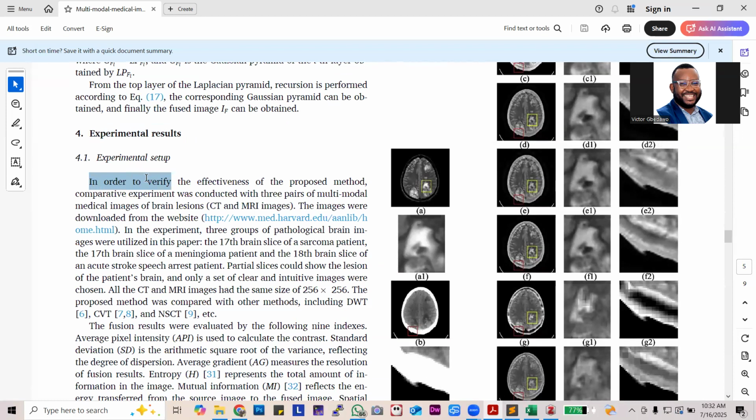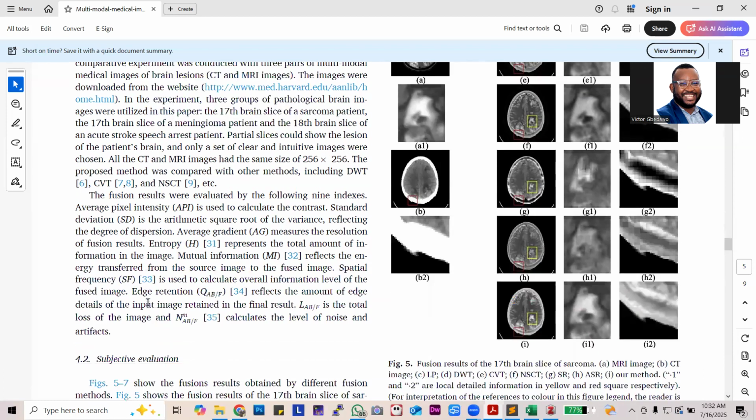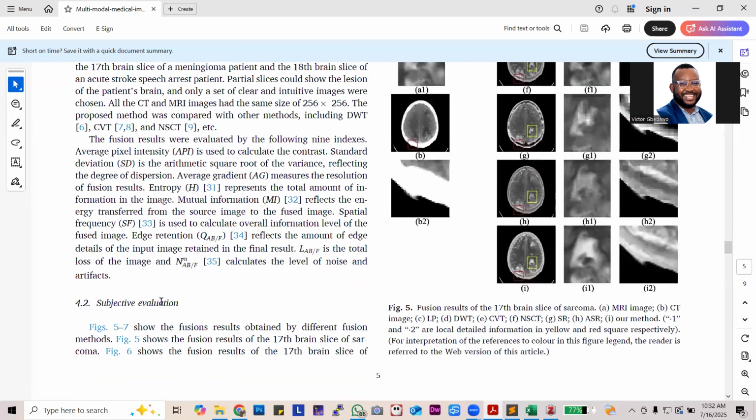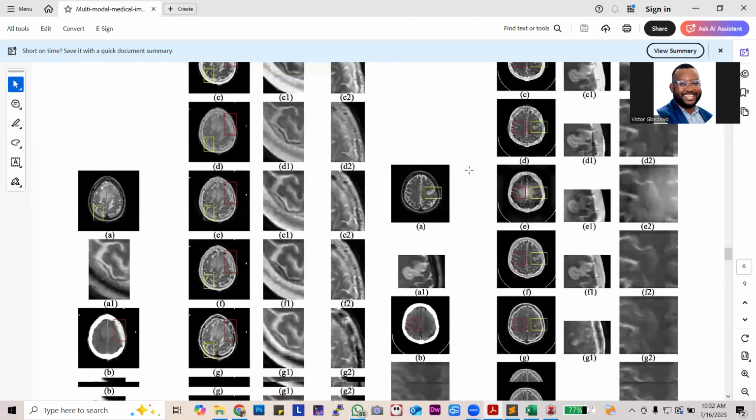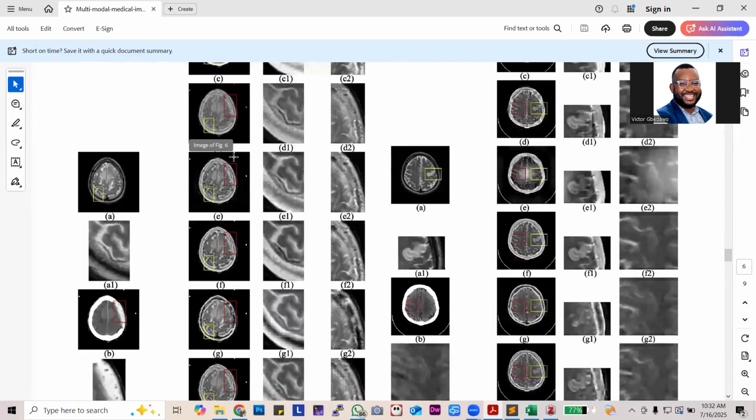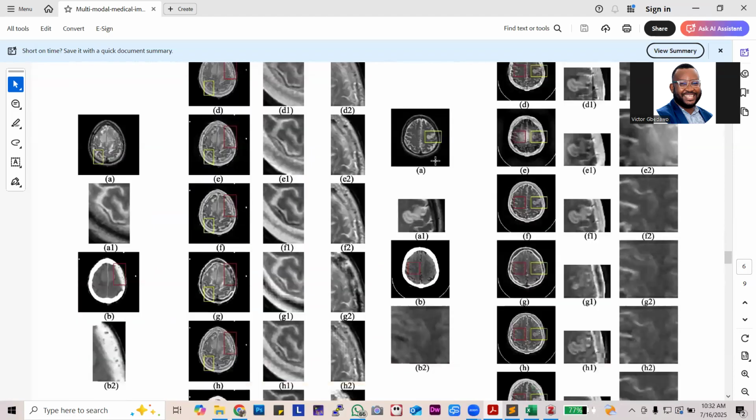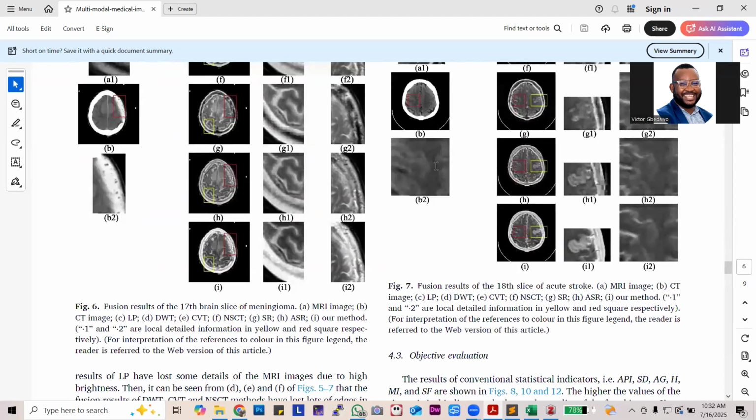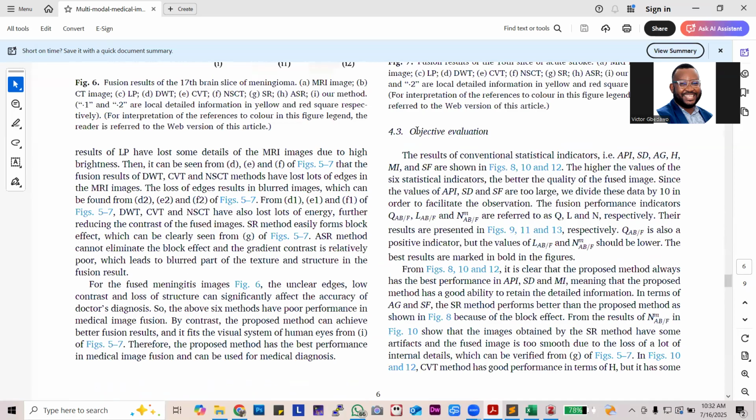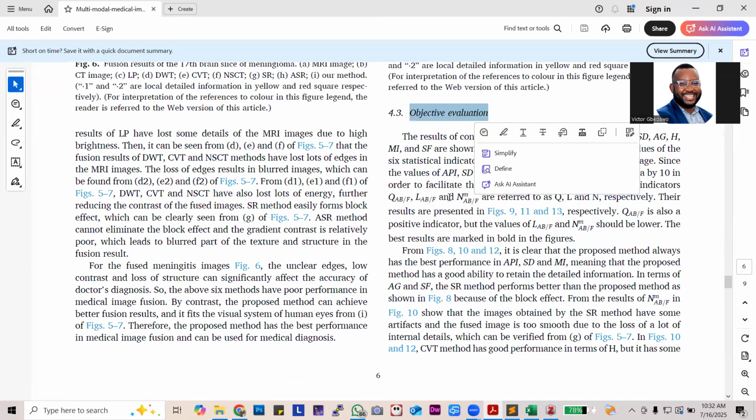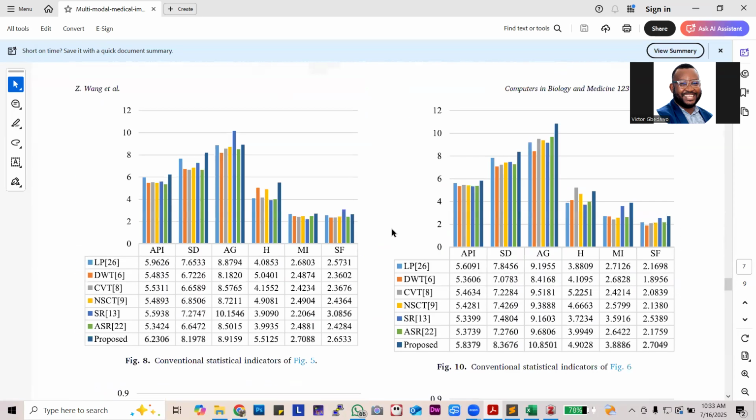I get the experimental setup. They did a setup. You get it. They did a subject evaluation. These are all the subjects, using subjects when you mean samples, things that they worked on. This is what they worked on. They did all this. Okay. And there was an objective evaluation. I mean, they did some evaluations and they got some results. Conventional statistical indicators.